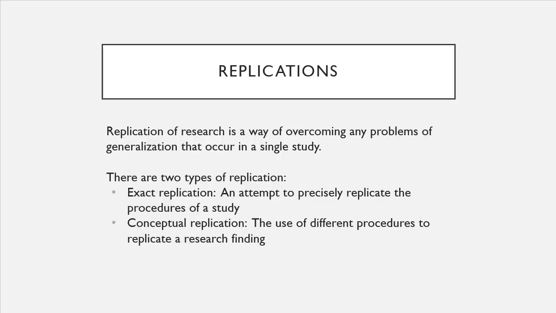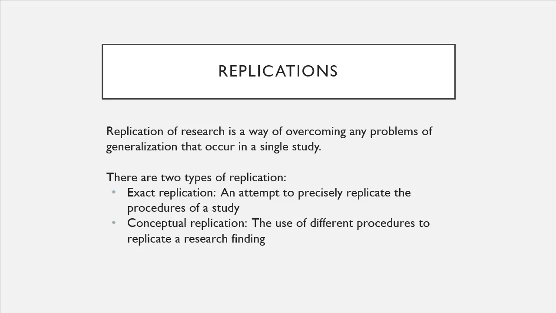Another way that we can help to generalize is by doing replication studies. If we do a replication of a study and get the same results, but maybe we do it with a different sample of individuals, we can increase the ability for us to generalize our findings because we're finding more and more people that a particular phenomenon works with.